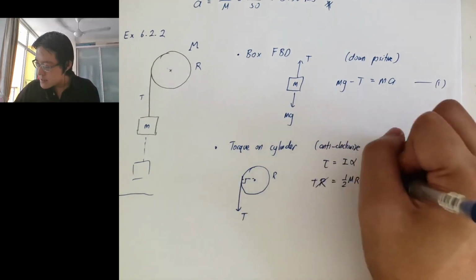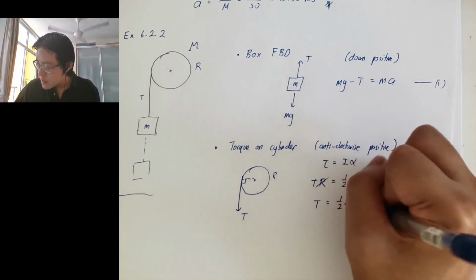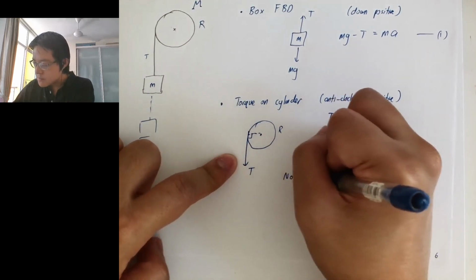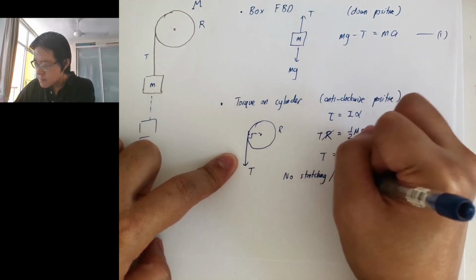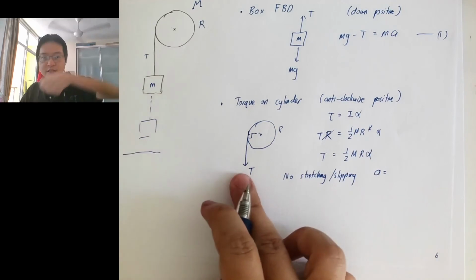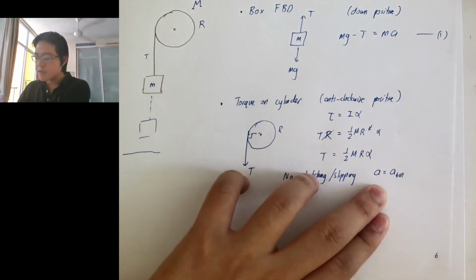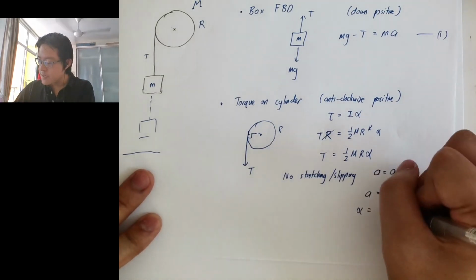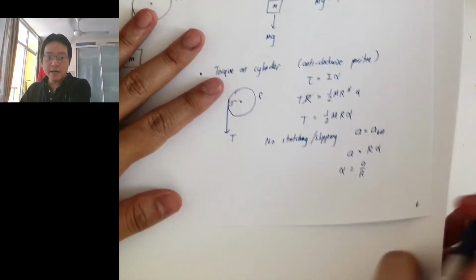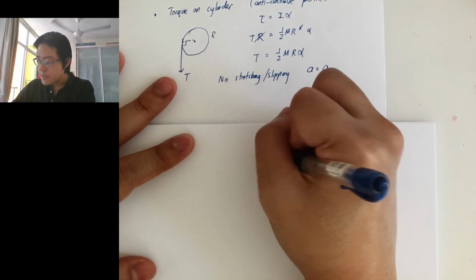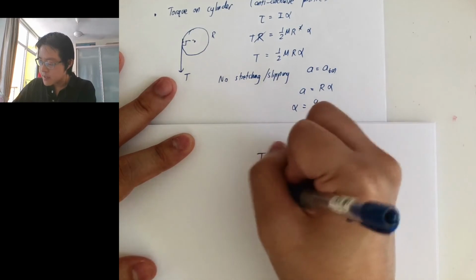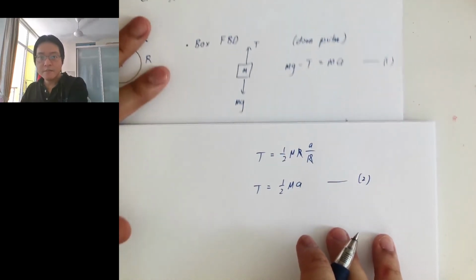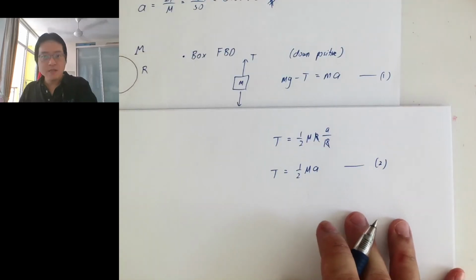So I cancel this, and from here I find that T is equal to half M r alpha. Now let's look at alpha. The cable is not stretching and not slipping. That means the linear acceleration that is moving the box is the same as the tangential acceleration at the edge of the cylinder. So a is equal to the tangential acceleration, which is r alpha. In other words, alpha is a over r. If alpha is a over r, then we can put this in. We find that T is equal to half M r times a over r. I can cancel the r, and we find that T is half M a. So I got equation 2. Now I have two equations and two unknowns, so I can solve to find T and a.